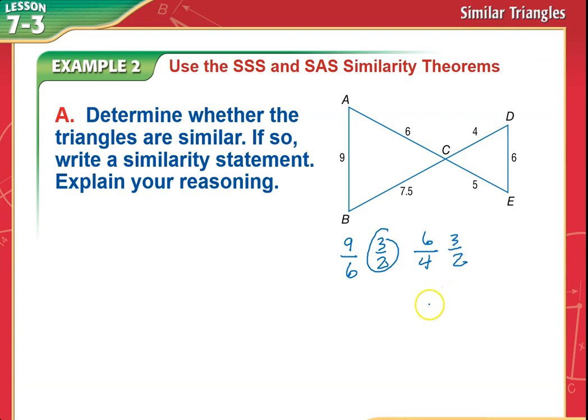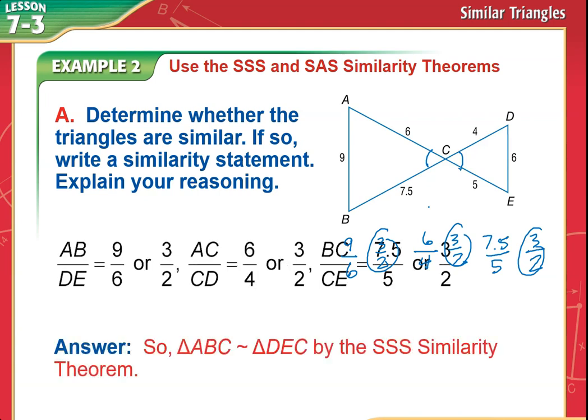So it looks like we're using two sides so far. We're also going to do the 7.5 side. That's BC compared to CE. 7.5 divided by 5 also reduces down to 3 over 2. So in each case, we have the same ratio of the sides. Therefore, by the SSS similarity theorem, these two triangles are similar. Now, we could also have compared the 6 and the 4 and the 7.5 and the 5, and then we could have used the fact that this is a side-angle-side to also prove it.